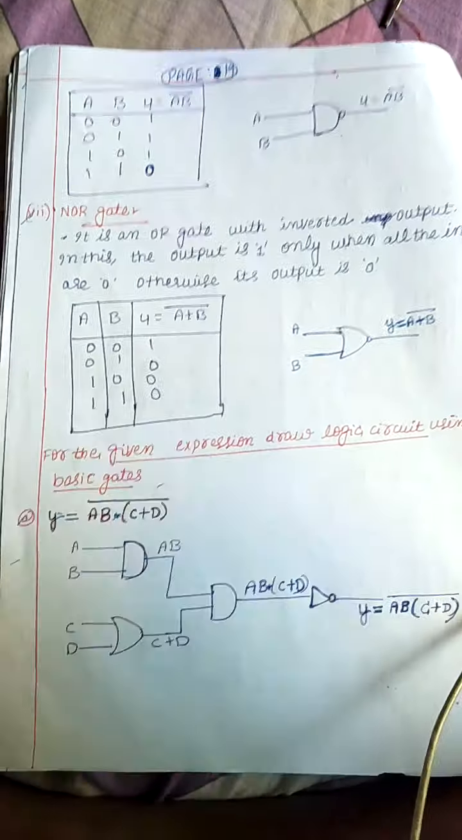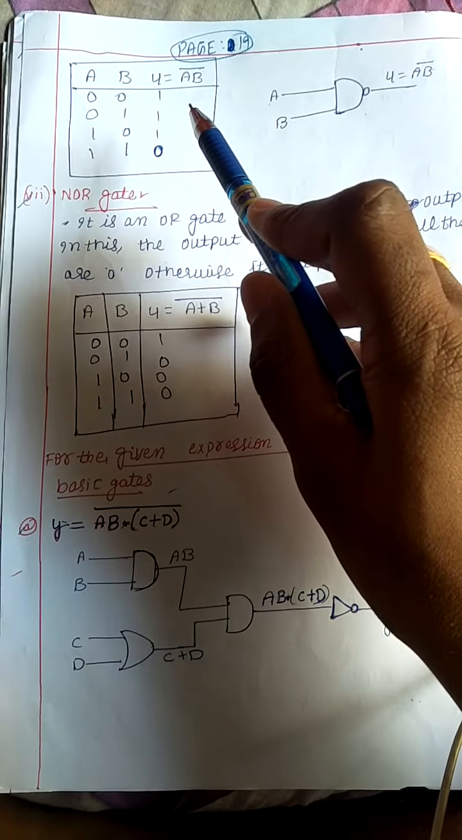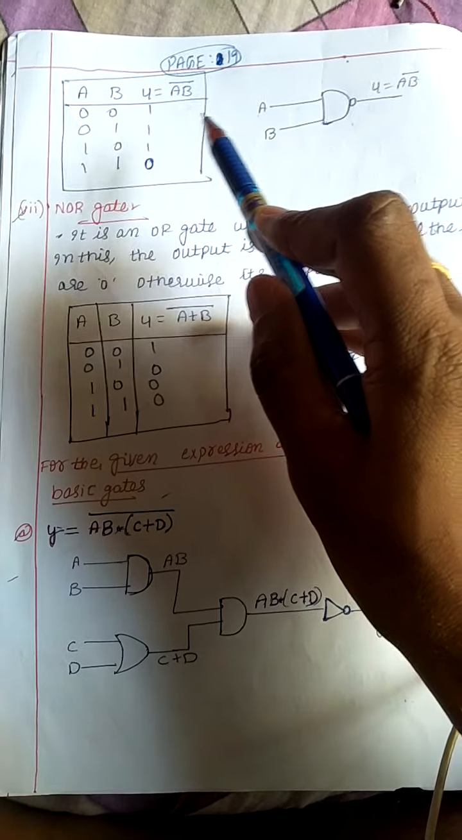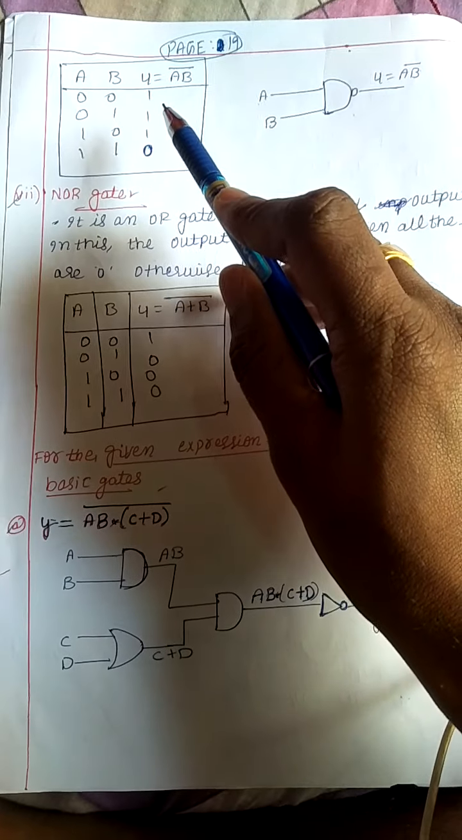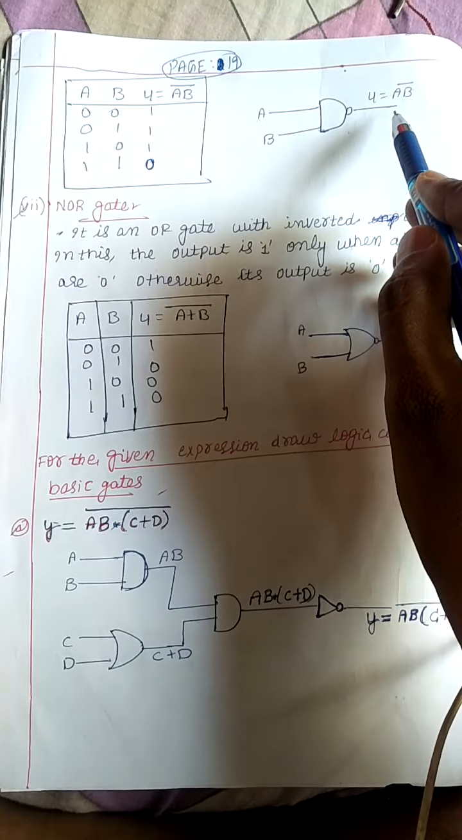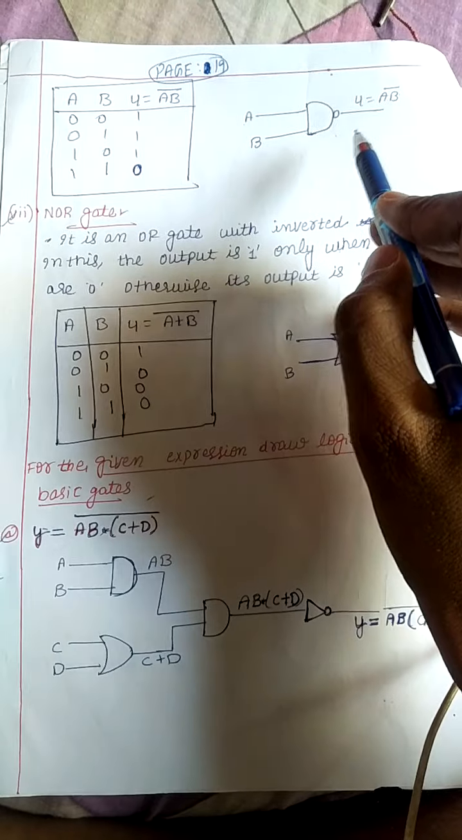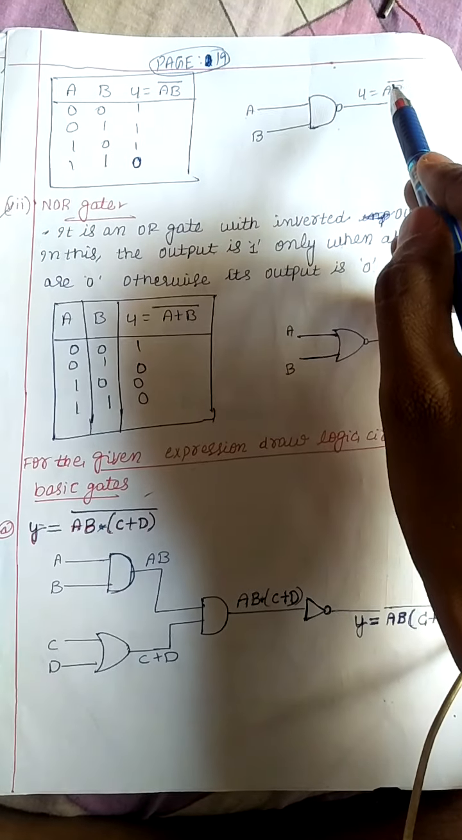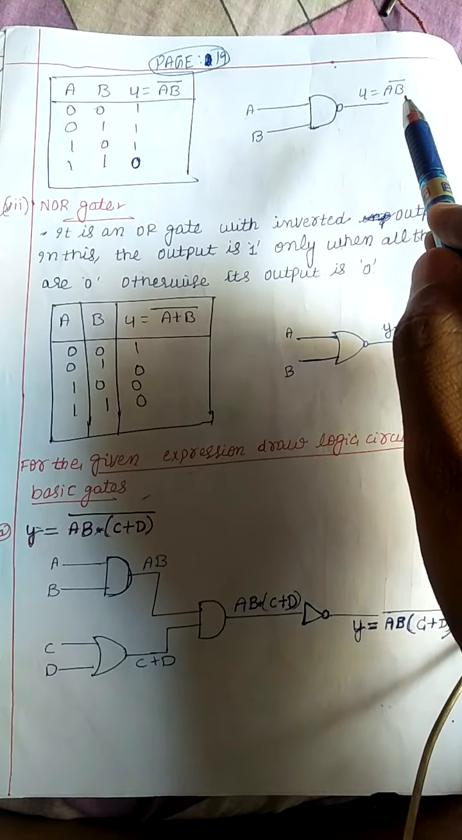Then you have the NAND gate. This is the truth table for the NAND gate. If both the inputs are 1, the output is 0. Otherwise the output is 1. For AND, if you put a bubble, then it becomes NAND. For the NAND gate, the expression is A dot B, and since this is NAND, a bar appears above the expression. Therefore Y is equal to (A dot B) bar.